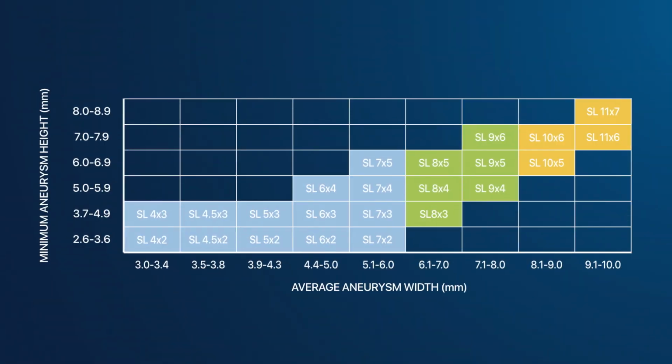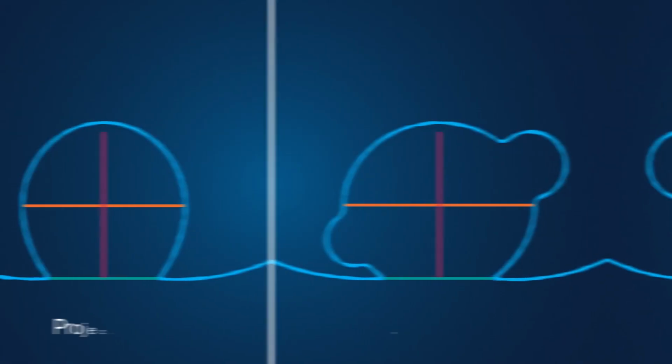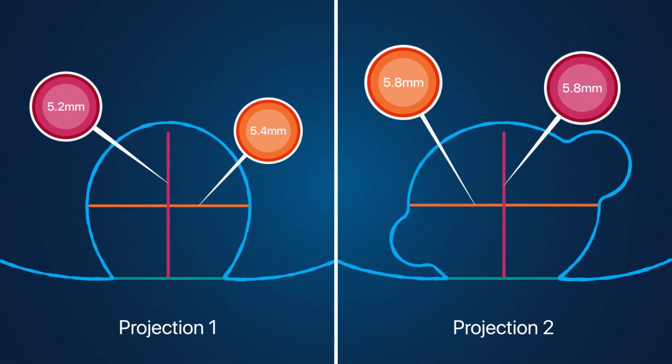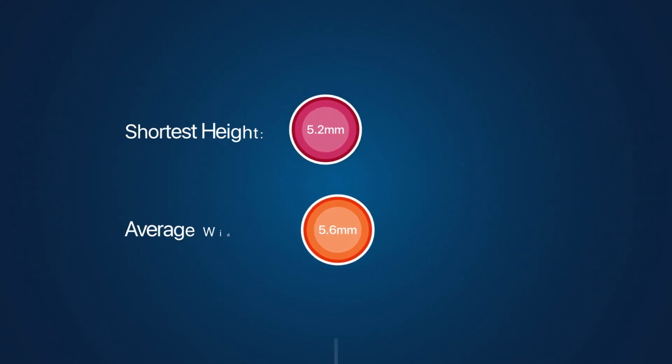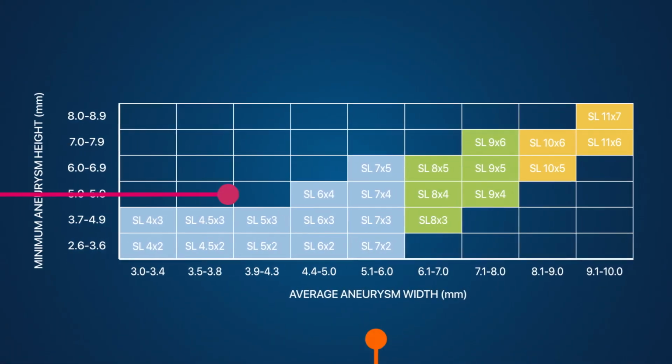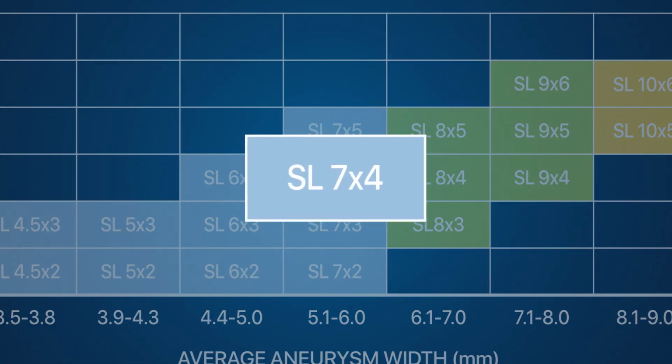Step 2 is to match your aneurysm measurements with the selected Webb from the sizing chart. Using your measurements from Step 1, take the average width and the shortest height from the 2 projections to find the sizing chart's recommendation. The recommended device size is where the 2 dimensions meet.